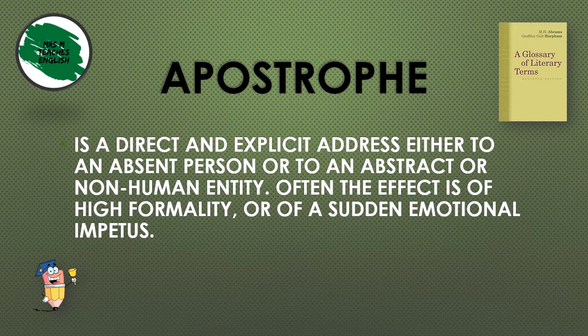According to the Glossary of Literary Terms by Abrams, apostrophe is a direct and explicit address either to an absent person or to an abstract or non-human entity. Often the effect is of high formality or of a sudden emotional impetus.